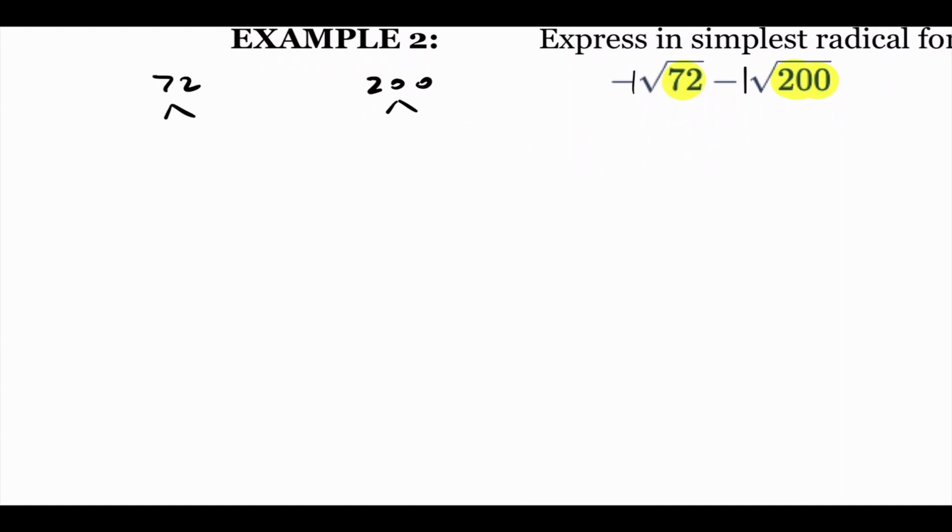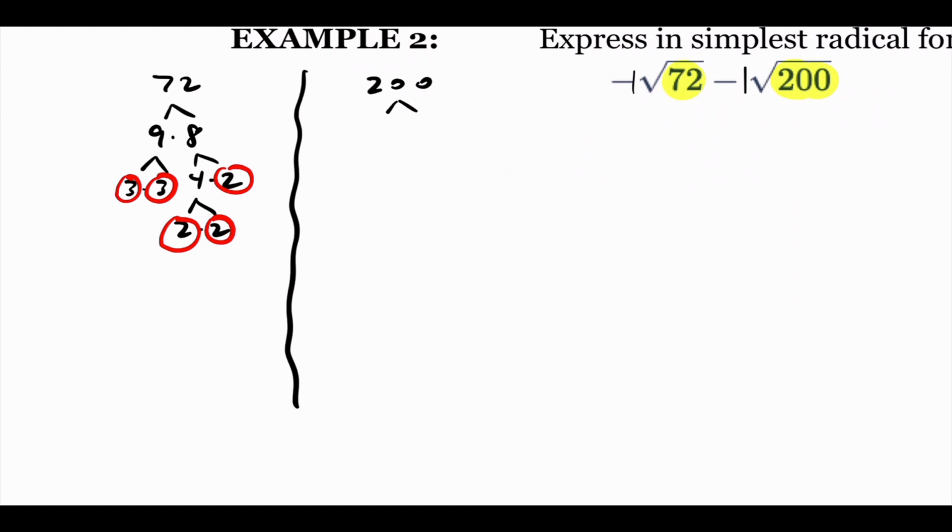72 is 9 times 8. 9 is 3 times 3. 8 is 4 times 2. And then 4 is 2 times 2. Okay, that's breaking down 72.